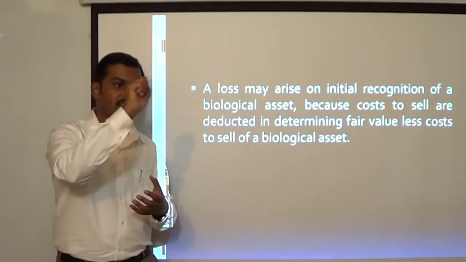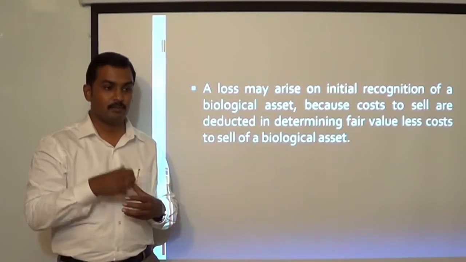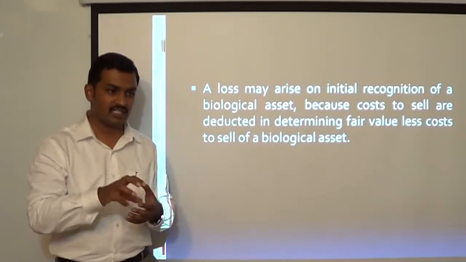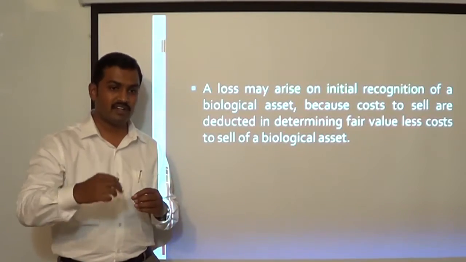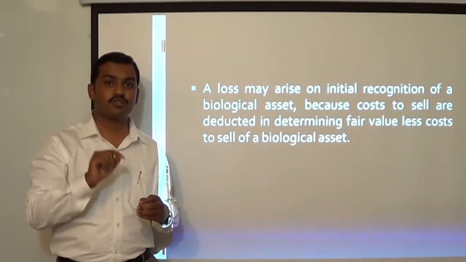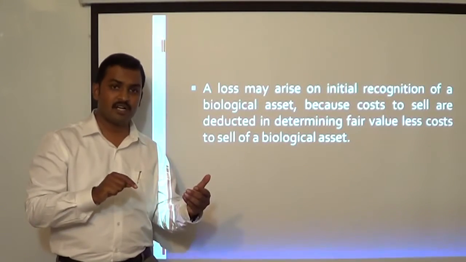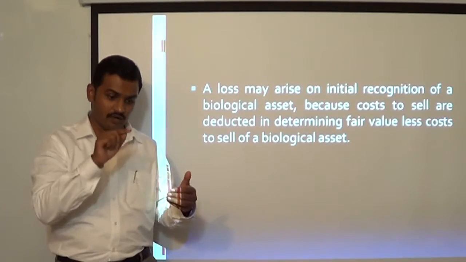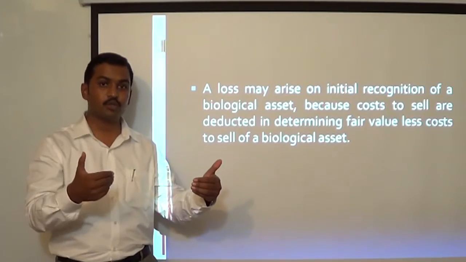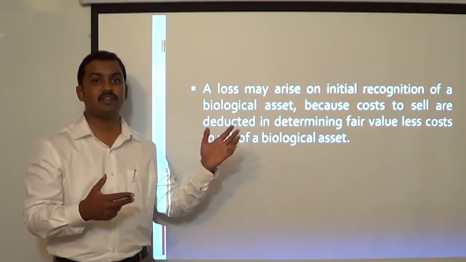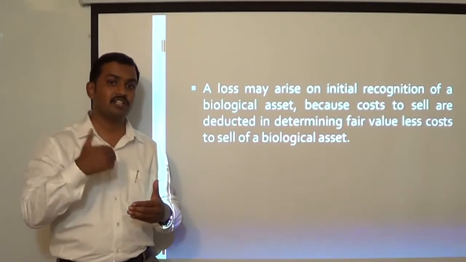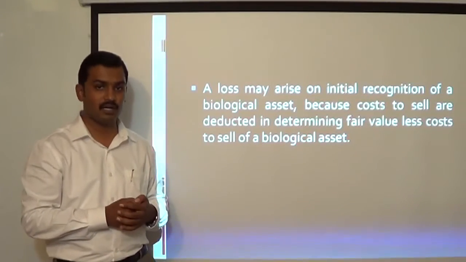When I purchase, I pay the fair value and I purchase it. But when I have to recognize it in my books of account, I have to recognize it at fair value less cost to sell. Let us say 100 rupees was the cost price. But when I consider the cost to sell, 100 is the fair value, let's say the cost to sell is 10. Even though I have paid 100 rupees for buying that biological asset, I have to show it at only 90 rupees. That means I have incurred a cost of 100, but I have to show it at a value of 90. Automatically there can be a loss. So because of cost to sell, sometimes at initial recognition you may get a loss because of a biological asset.